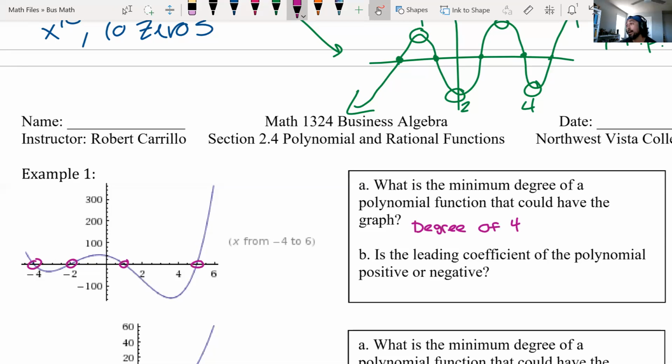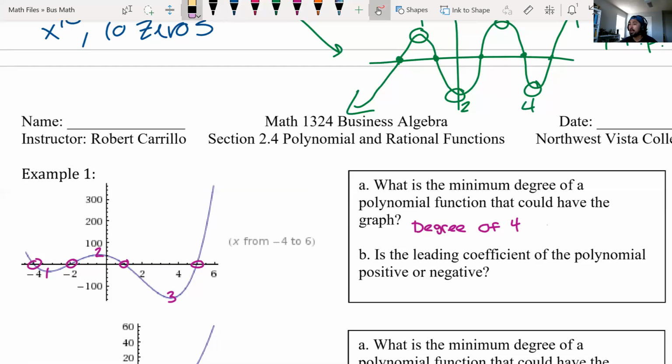Or another way to do it is look at your turning points. You have a turning point here, you have a turning point there, and you have a turning point there. So if I have 3 turning points, this means that my degree must be 4, because 4 minus 1 gives me 3 turning points. So that'd be another way to look at it.